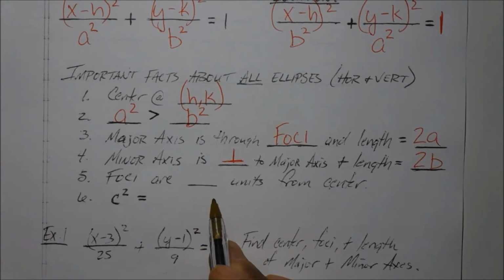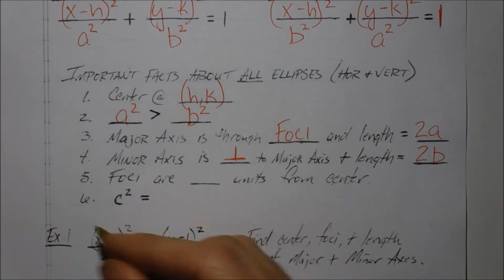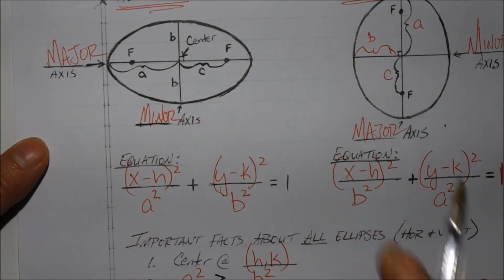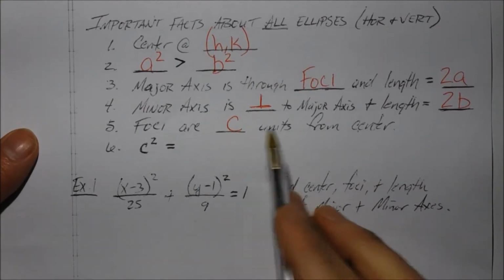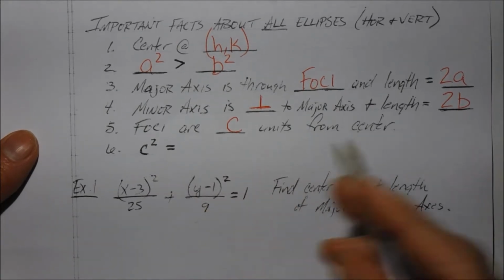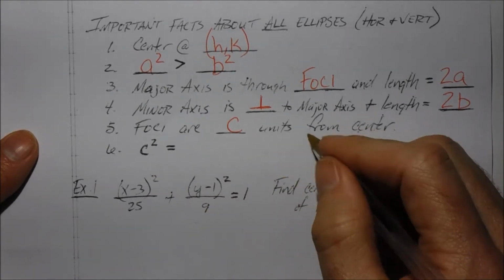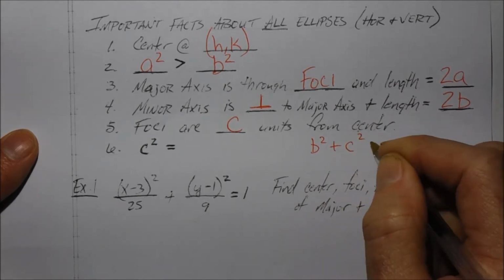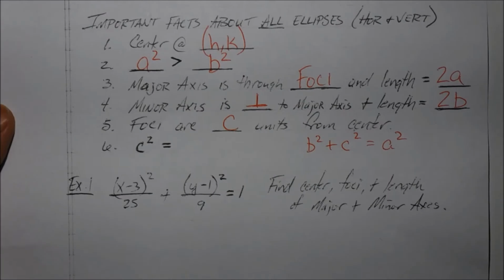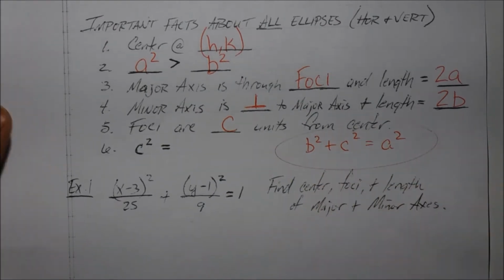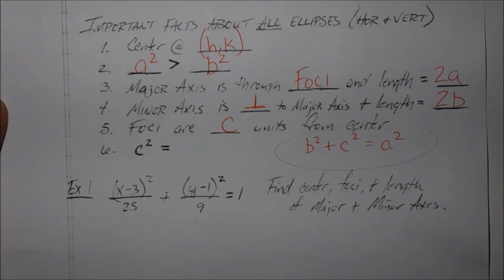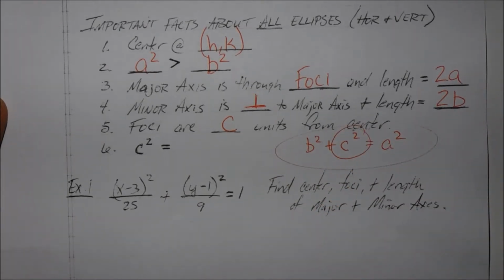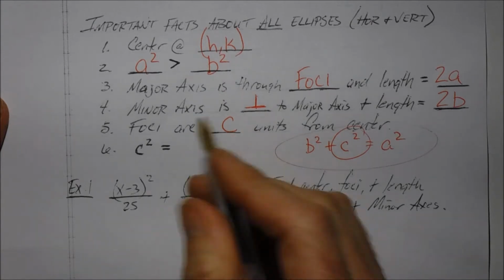The foci are how many units from the center? Oh, that was c. Remember? C units. Foci are c units from the center. And we have an equation. What we did earlier, we showed you that b squared plus c squared equals a squared, right? Is that what I showed you on the cardboard? It's almost like the Pythagorean theorem. Well, all we're going to do is, the Pythagorean theorem has c squared by itself, doesn't it? So a squared minus b squared.